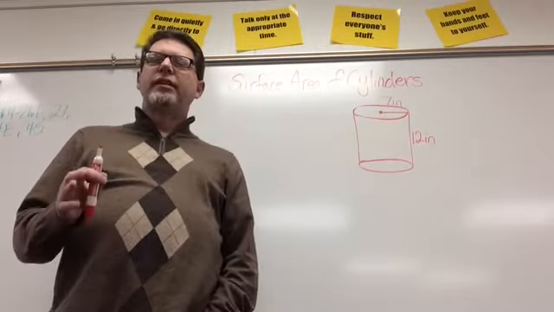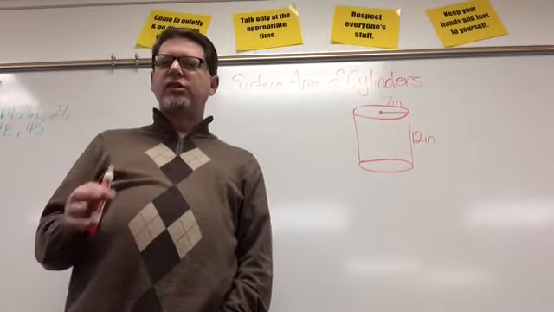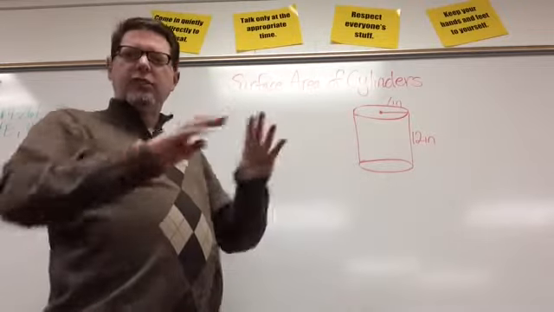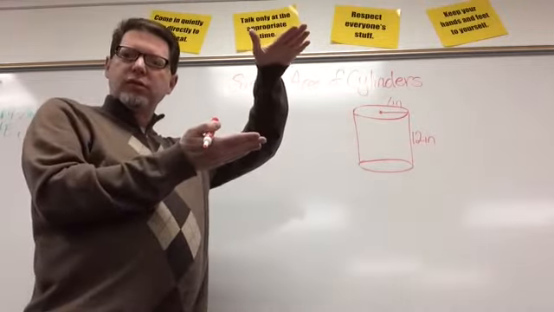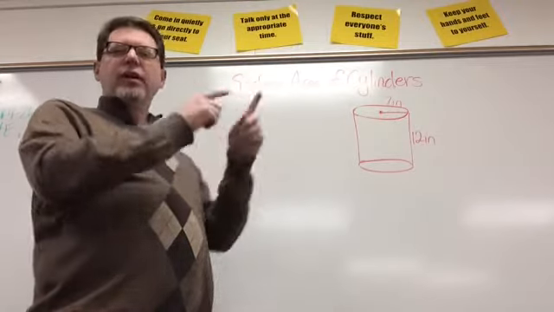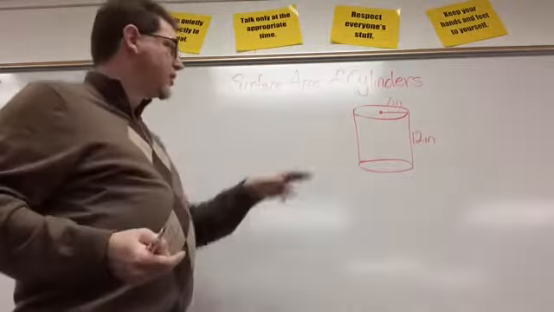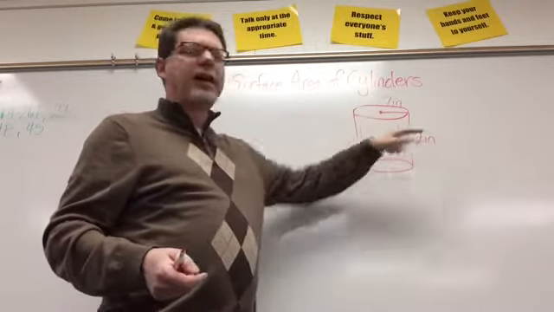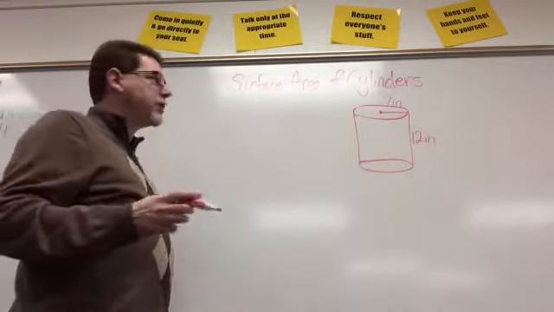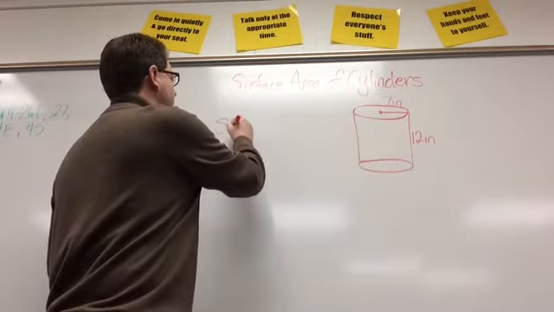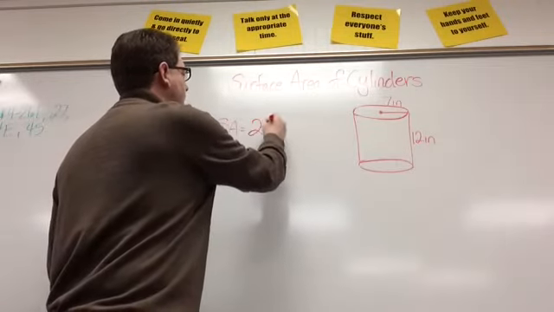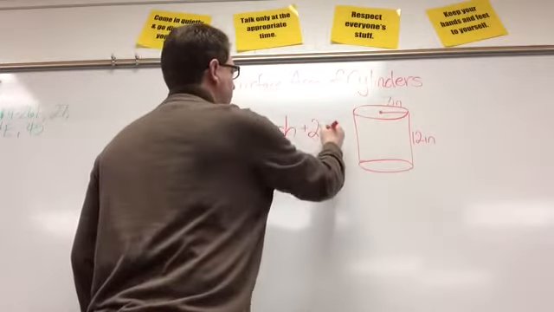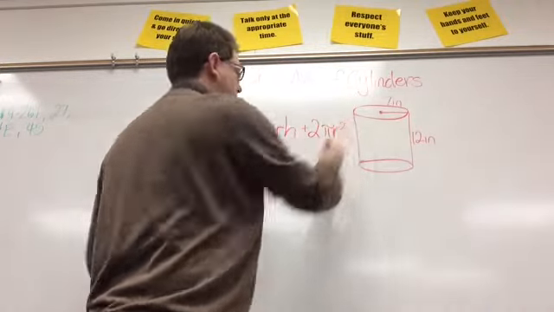Hello students. Today we're going to look at finding the surface area of cylinders. A cylinder is a round figure with two circles as the bases and a rectangle between them. So if we have a cylinder that has a radius of 7 and a height of 12, the formula we use to find the surface area of a cylinder is 2 pi r h plus 2 pi r squared.